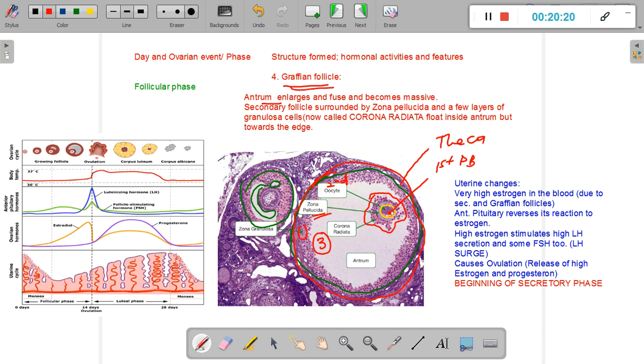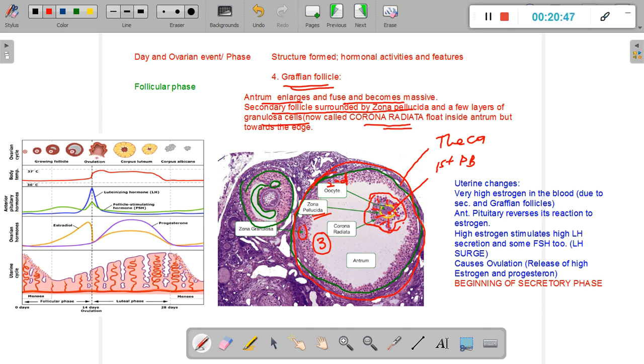And how is it characterized? By a large antrum, which is made due to the fusion of smaller antrums. We got the secondary follicle surrounded by zona pellucida, few layers of granulosa cells, right? And now these cells here, they are no more called granulosa cells. Can you see it appears like a sun and the radiations of the sun? So now these layers of cells are called corona radiata.